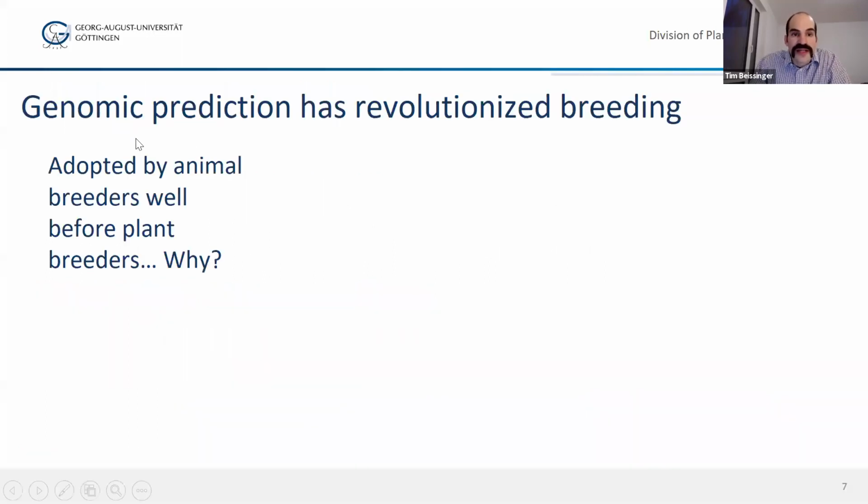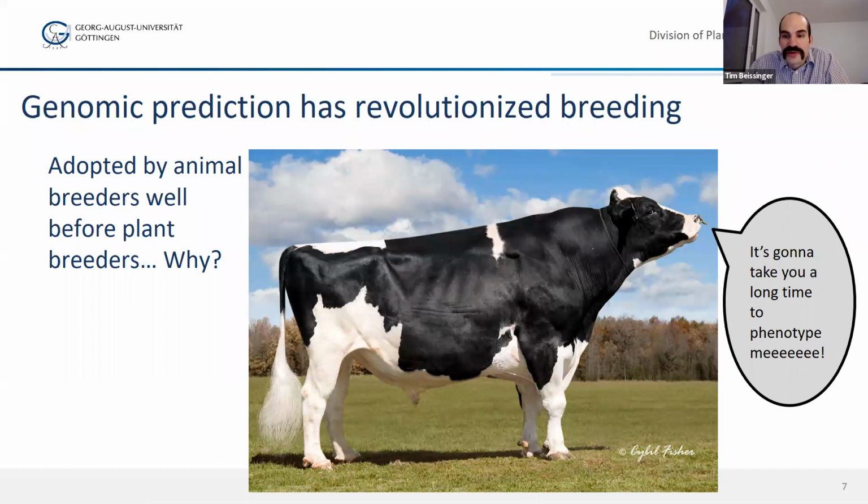So I can't overstate how revolutionary genomic prediction has been for breeding. But it really was adopted by animal breeders well before it was adopted by plant breeders. And I think a couple of folks in the audience took a course with me, so you guys know what's coming. If I ask why genomic prediction has been more adopted by animal breeders, it's really a story of generation time. So here's a cow, an animal, or this is not a cow, it's a bull. And the bull says, it's going to take you a long time to phenotype me. That's me instead of moo.